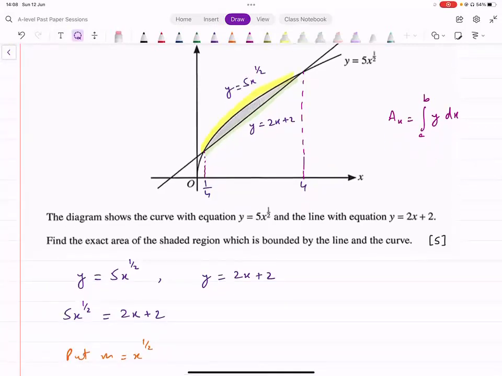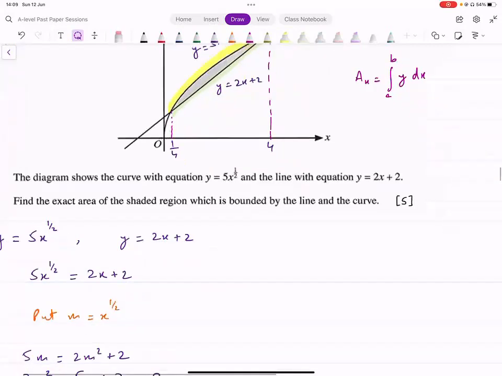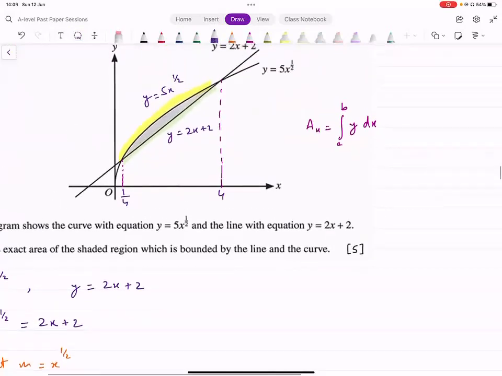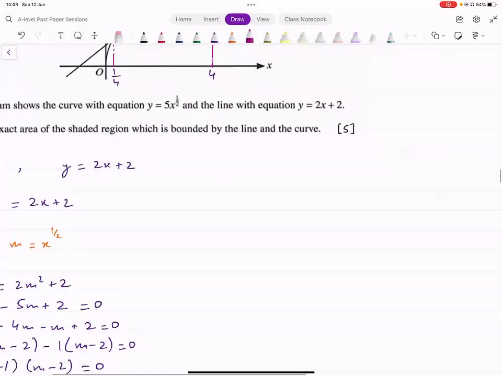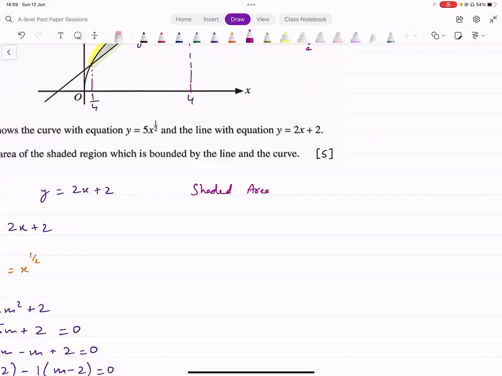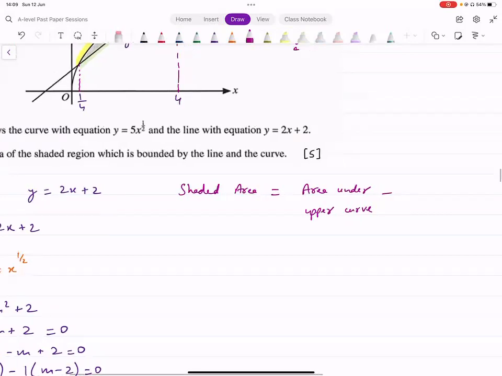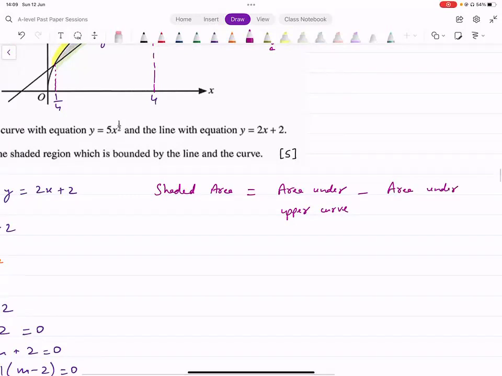So what we have to do is subtract the area under the lower curve from the area under the upper curve. That's what we're going to do here. All right, let's do that on the side here. So we have two integrals. We have to use this formula, remember. We say the shaded area is equal to the area under the upper curve minus the area under the lower curve. In fact, the lower graph is not a curve. We can say area under the upper graph minus area under the lower graph.